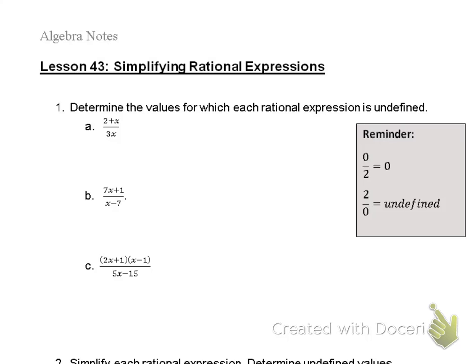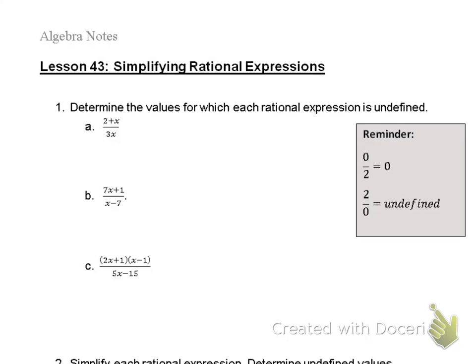Just a reminder that a fraction with 0 on the top divided by a number is always equal to 0, but a fraction with 0 on the bottom of the fraction is undefined. Okay, so let's look at a couple of examples here.